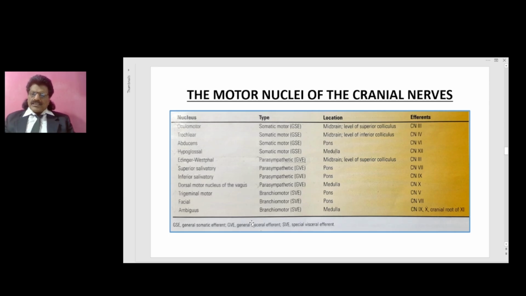Then we have special visceral efferent supplying the muscles derived from the branchial arch, branchiomotor. They are trigeminal motor, facial and ambiguous. So 5th nerve, 7th nerve and 9, 10 and cranial root of 11th nerve. So we have 3 types, as I said earlier: somatic motor or general somatic efferent supplying the muscles of the eye and 12th nerve, and then the general visceral efferent concerned with the parasympathetic, and special visceral efferent concerned with the branchial arch.